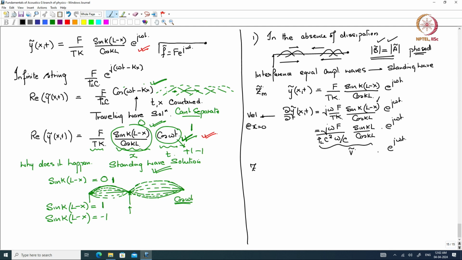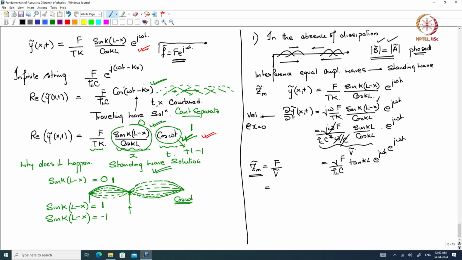Now, my Z mechanical is equal to f by v tilde, right. My F tilde is f e to the power j omega t. So, f is the amplitude. So, Z mechanical tilde is F tilde by v tilde. So, v tilde, if we simplify a little, this omega goes, this c goes. So, I get j f by rho L c tan kL e to the power of j omega t, okay, and this is v tilde.